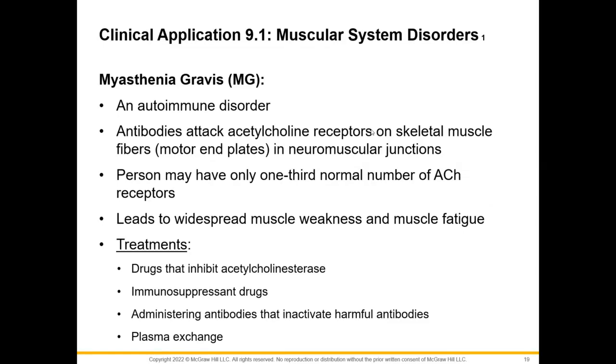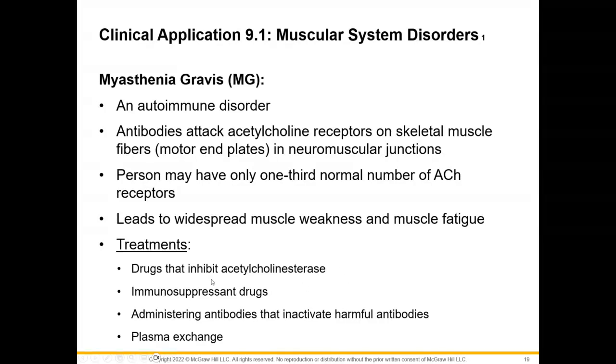Okay, so let's talk about a clinical application of this. Myasthenia gravis. It's an autoimmune disorder. Antibodies attack the acetylcholine receptors on the skeletal muscle fibers, the motor end plates, in the neuromuscular junctions. Persons may have only one third the normal number of acetylcholine receptors. So this leads to widespread muscle weakness and muscle fatigue.